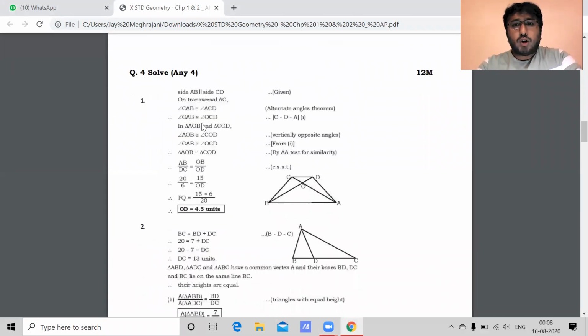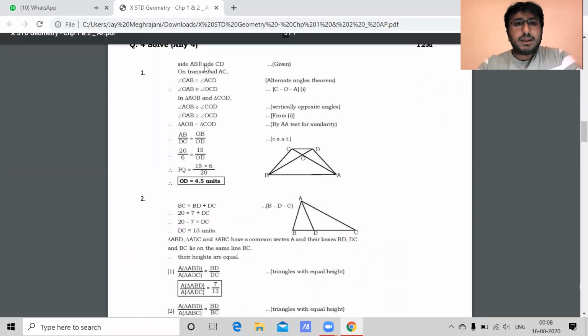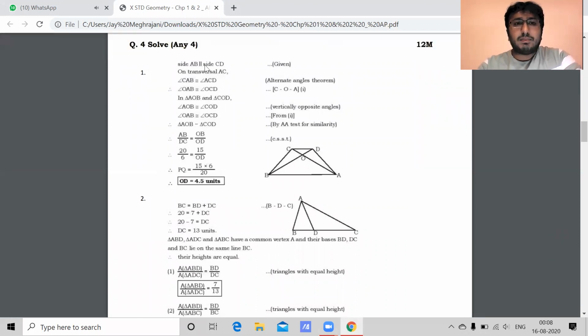Question number 4 is solve any 4 for 12 marks. That means each sum carries 3 marks. Let us start with this.